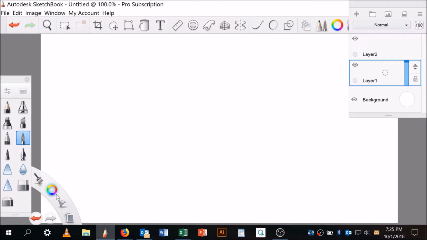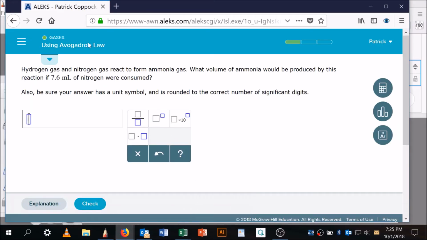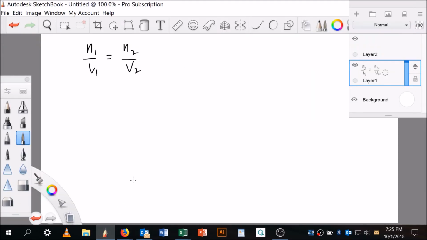So let me come back here and say N1 V1, because we're still doing Avogadro's law, right? N2 over V2, and I'm going to get a new reaction here: hydrogen gas and nitrogen gas react to form ammonia. Okay, hydrogen gas plus nitrogen gas react to form ammonia.